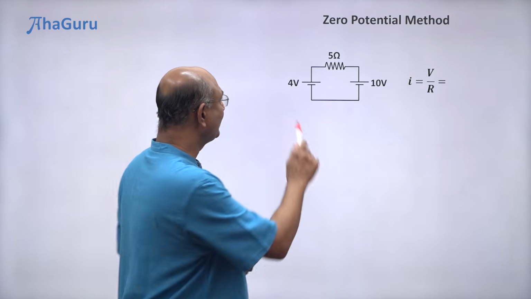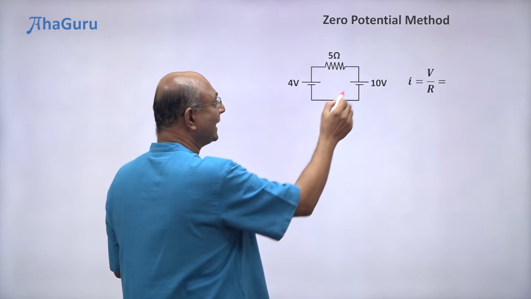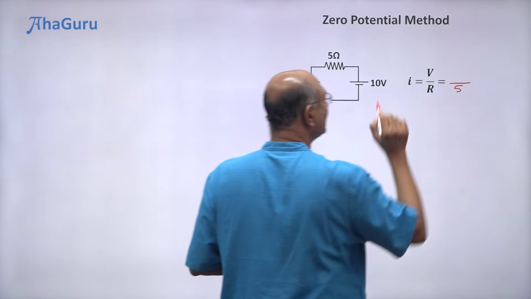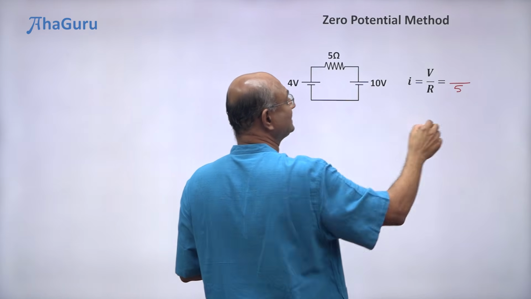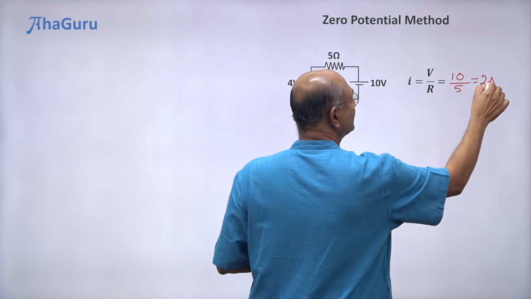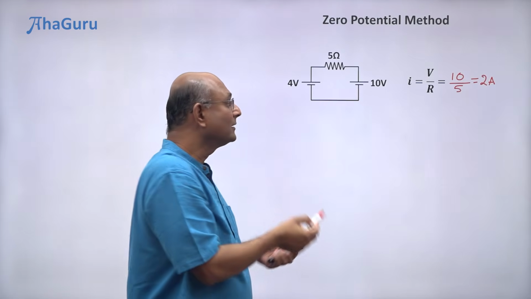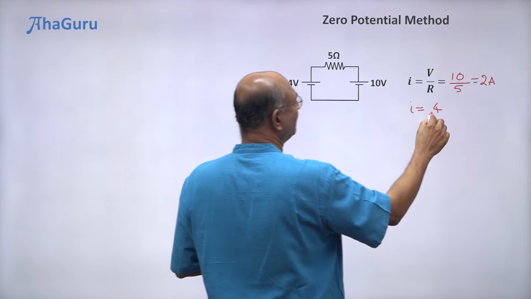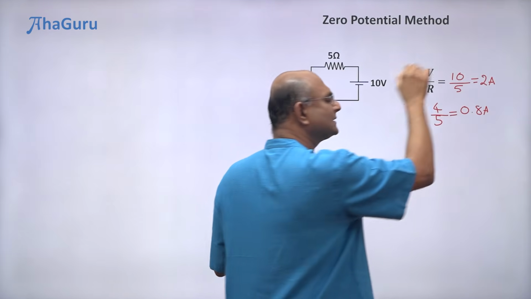Let us now look at this question. Here I have 2 batteries and a resistor. So if I were to use I equals V by R, R we know is 5 ohms. What is V? Suppose I chose this as V. This battery has 10 volts. Suppose I use that directly. I'm going to end up with 2 amperes. Okay? But I could have chosen this as the battery. So I could have said I is 4 volts divided by 5. I will end up with 0.8 amperes. Now which of these is correct?